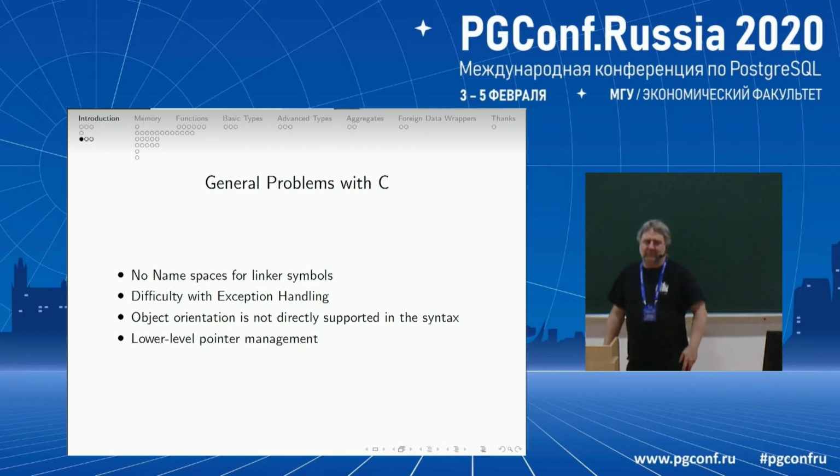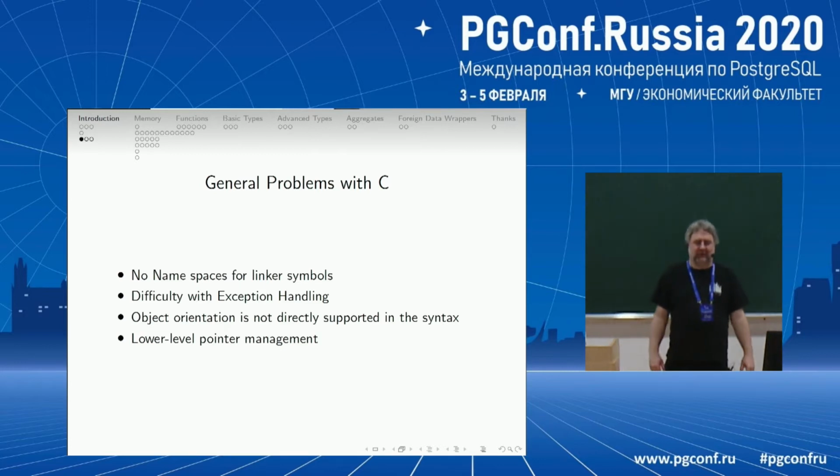So general problems that people run into when they try to do stuff in C, and this isn't just about Postgres, but they're things that we have to think about when we're writing in C. C doesn't really support namespacing. And so the single biggest problem that people have, and it's one of the things that C++ tried to solve 15 different ways, is the possibility of linker symbols colliding, and then you get weird behavior and stuff like that.